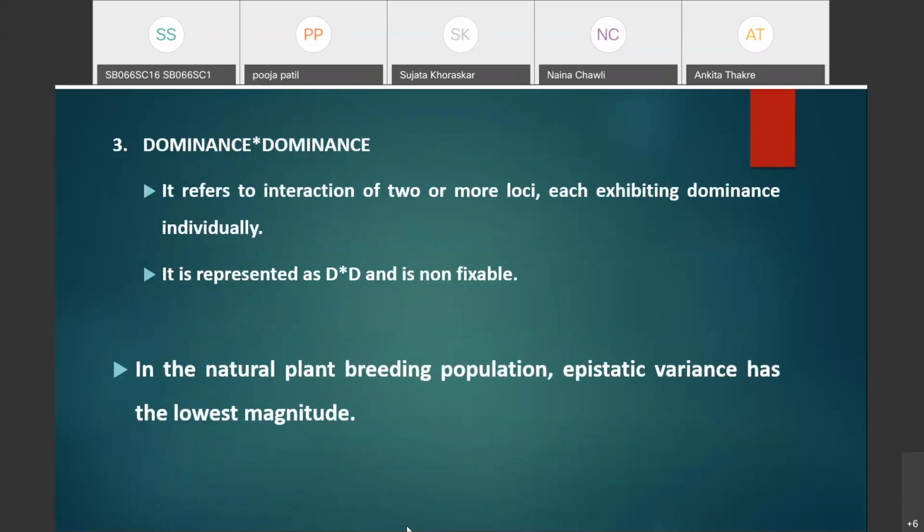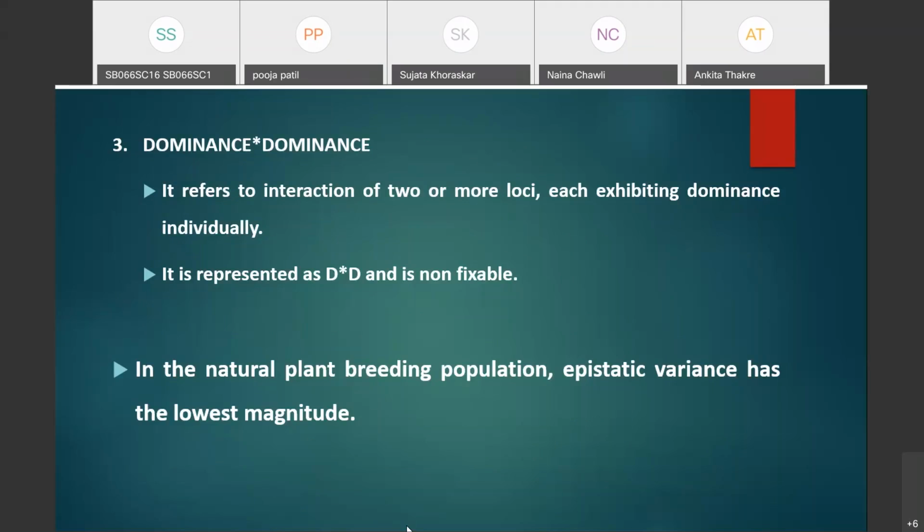Then the third one, the dominance into dominance variance. Here you can see it refers to the interaction of two or more loci, each exhibiting dominance individually. That means interaction of two or more loci takes place, and each is exhibiting dominance individually. It is represented as D into D, and it is also non-fixable.